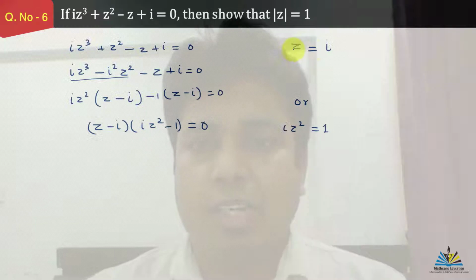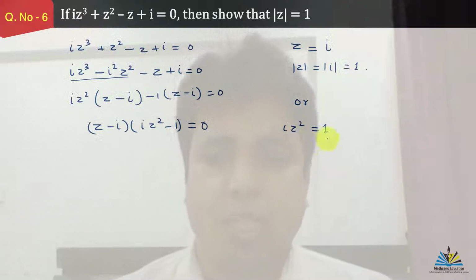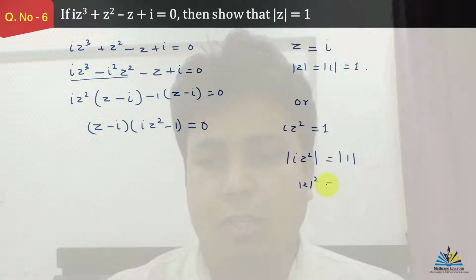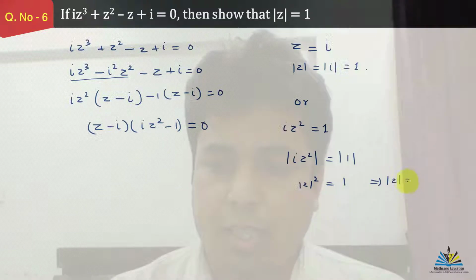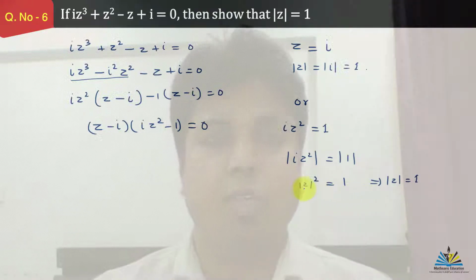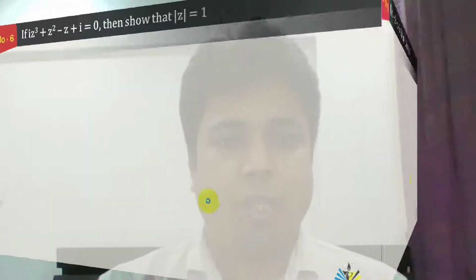Now if z is equal to i, then mod of z will be mod of i, that is equal to 1. Now if iota z square is 1, then mod of iota z square is equal to mod of 1, and this is mod of z square is equal to 1. So this implies mod of z is equal to 1, and mod of z is not equal to minus 1, as mod of z is a positive quantity. Let's move on to another problem.